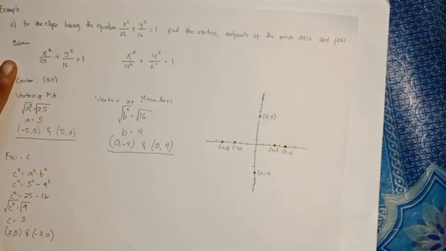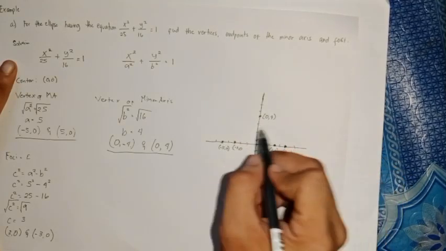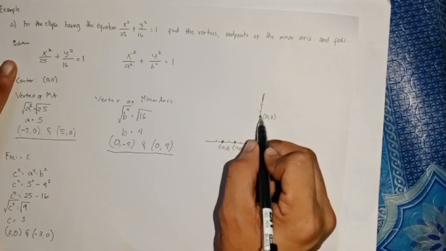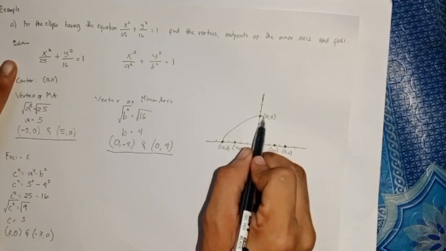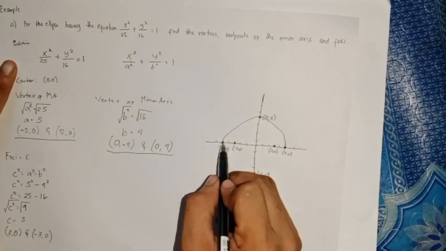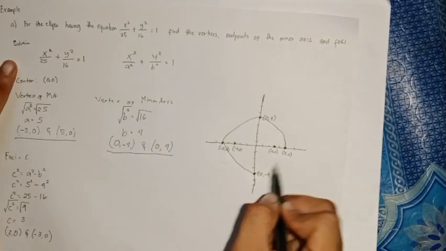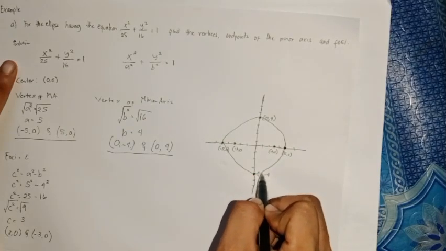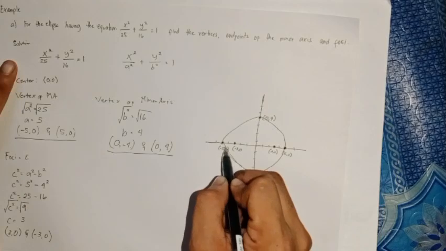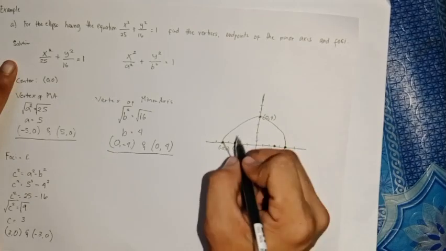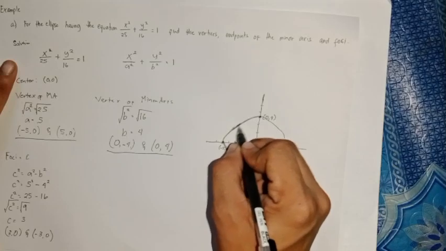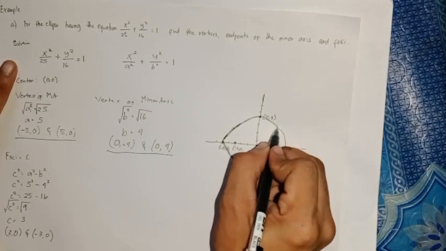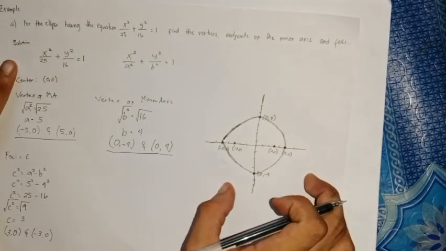Next, all the dots. Now, just connect all the dots. Oh, sorry guys, my drawing skills are not good. The ellipse looks like this. Our ellipse looks like this.